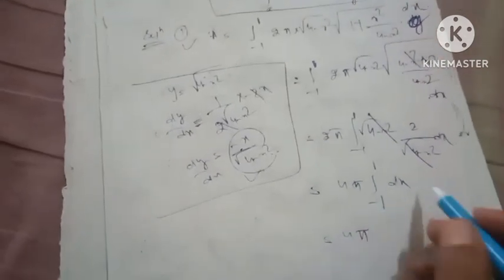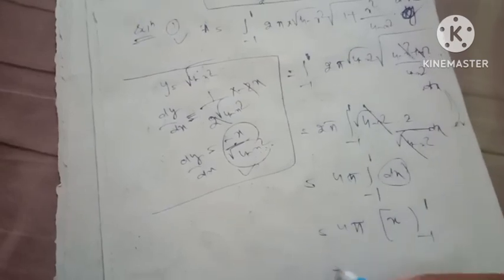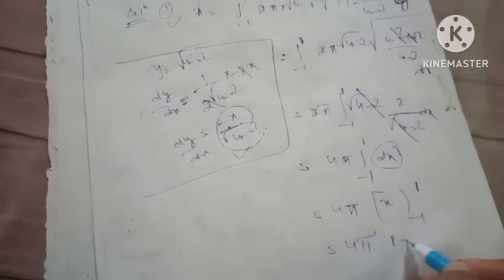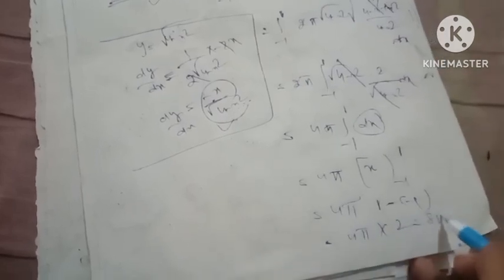So 4 pi. What is the integration of dx? Integration of dx is x, from -1 to 1. So 1, and the lower limit is minus, so minus of minus 1, because the lower limit is put as minus 1. So 4 pi into 2, this is 8 pi, the given answer of this question.